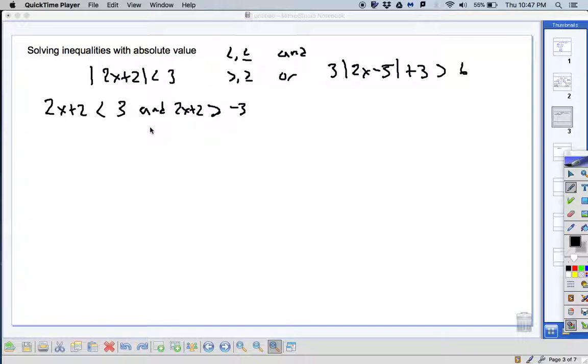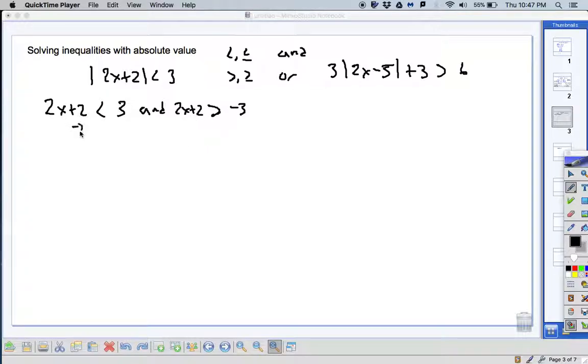So there's two things you're going to do. The first one is exactly the same. The second one, you're going to switch the sign, which also switches the symbol. And then you look at the inequality sign and determine if it's an and or an or. So we now have our two, and we're going to solve them separately, just like we did before.